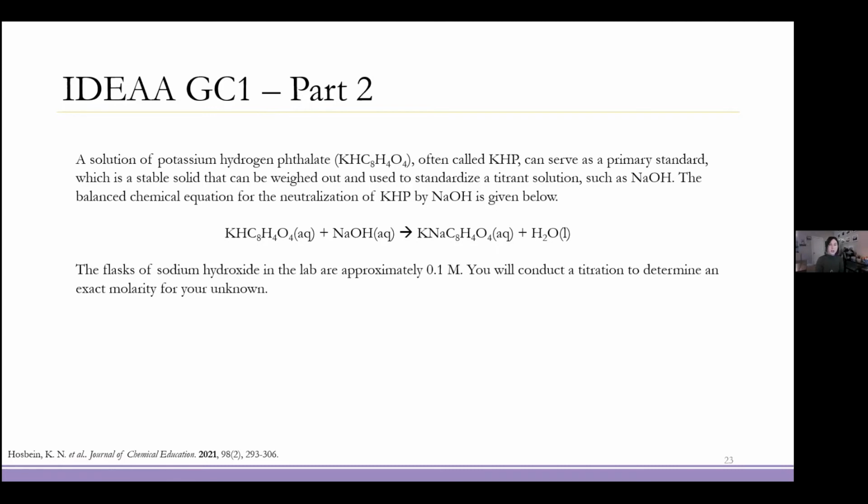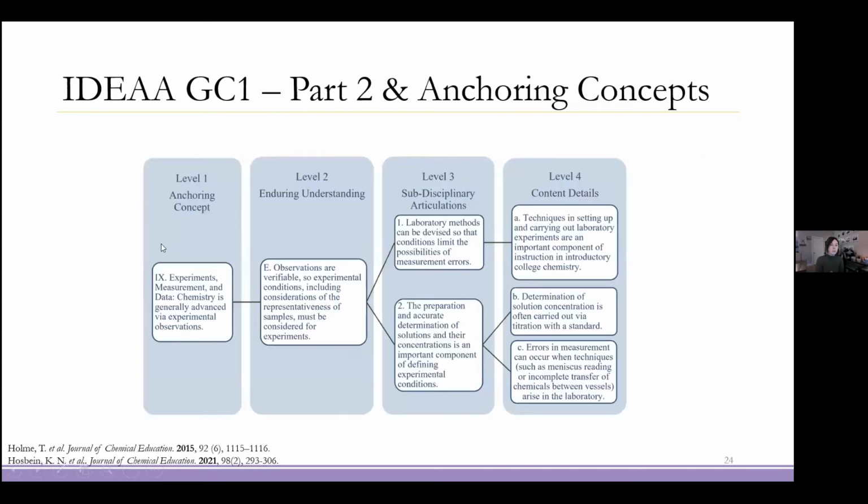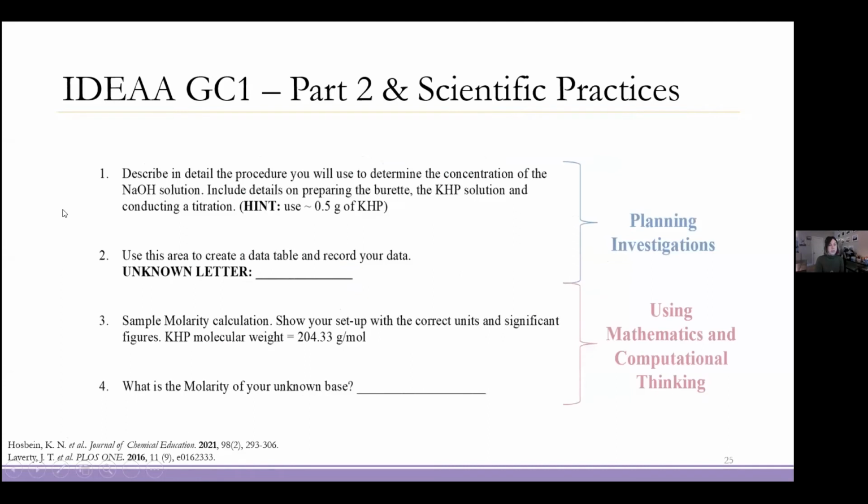So for part two, the content knowledge that is being focused on is experiments, measurement, and data. So just pointing out these content level details. So understanding the techniques, or being able to perform techniques to set up and carry out a laboratory experiment, to be able to determine solution concentrations, usually with titration, and then understand the errors in measurement throughout that process. The scientific practices that are focused on, like we said, planning investigations is the main thing, but we also are measuring using mathematics and computational thinking.